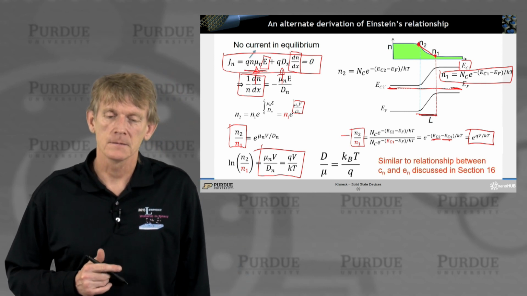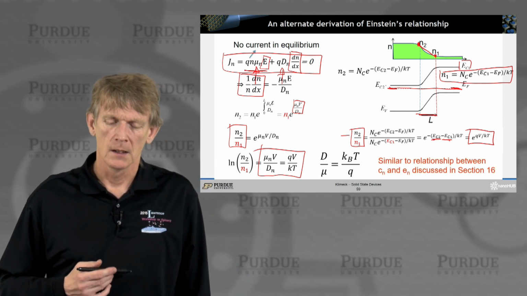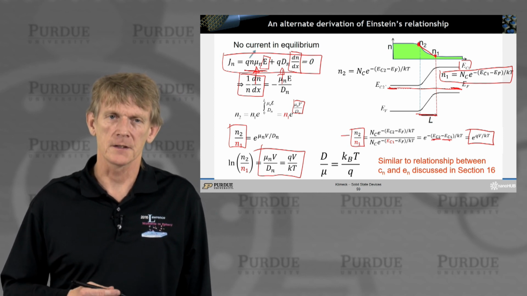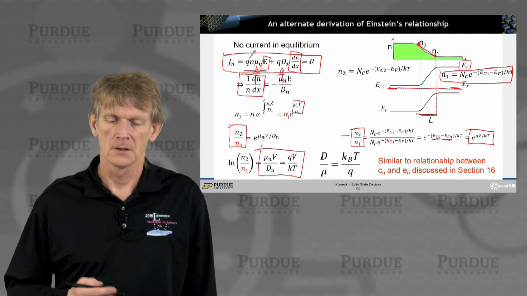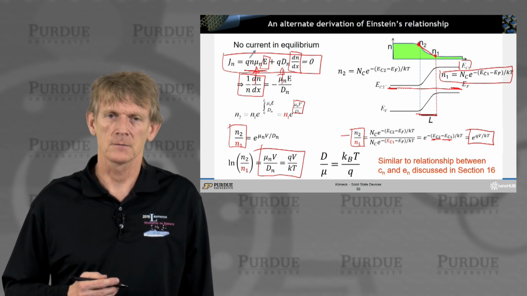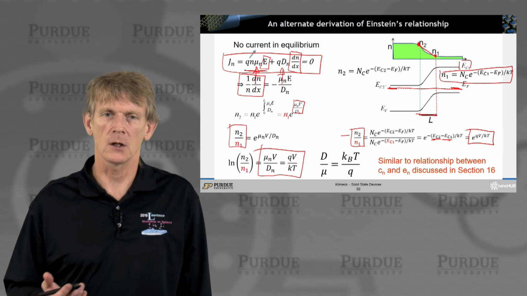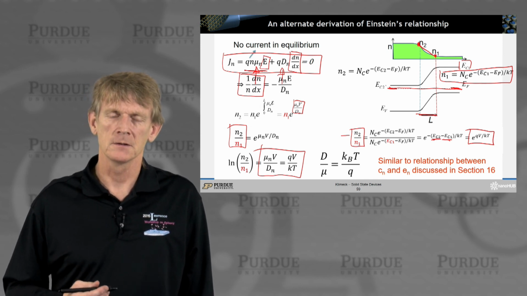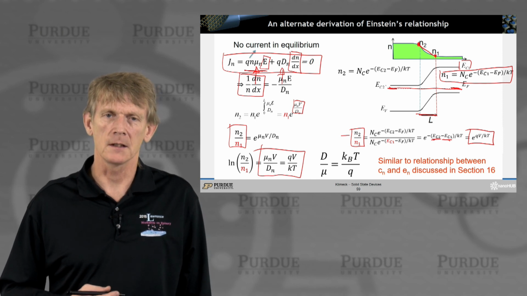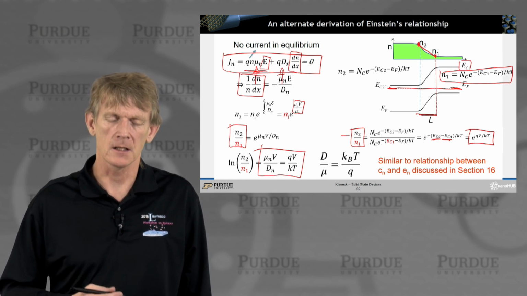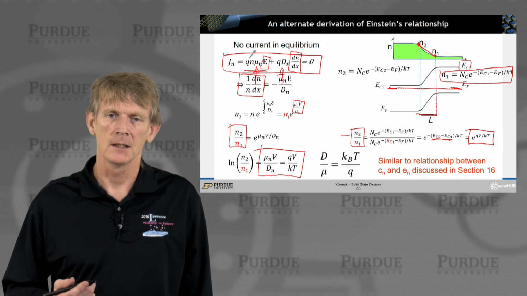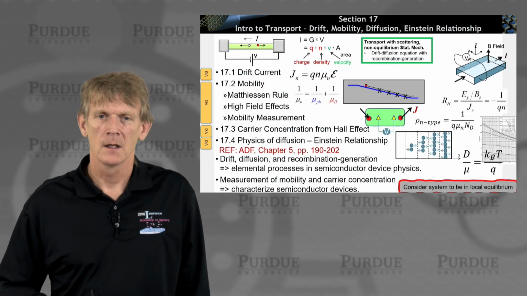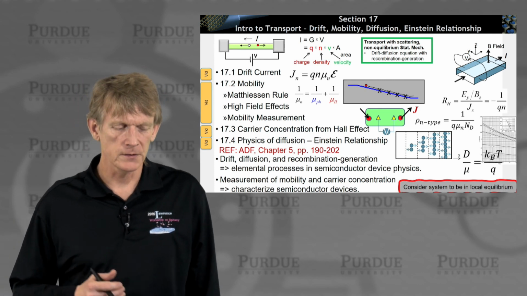This is similar, if you will, to what we have discussed in terms of capture and emission coefficients and the Shockley-Read-Hall discussions. Okay, again, one process counterbalancing the other. Same here. Diffusion must be related to mobility in some form, and the Einstein relationship at equilibrium is the one that relates those two terms. Okay, with that, this closes out the section.